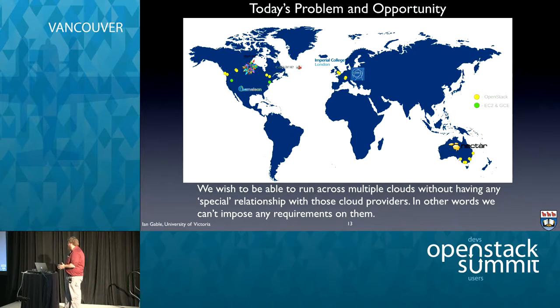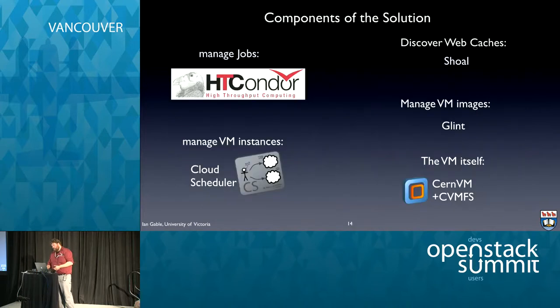I just wanted to point out a few of the clouds involved. There's Canary Clouds. This is a research network institution in Canada. Chameleon in the US. There's CERN, Imperial College, and Nectar. And I see people in the audience from many different of these clouds that have supported us.